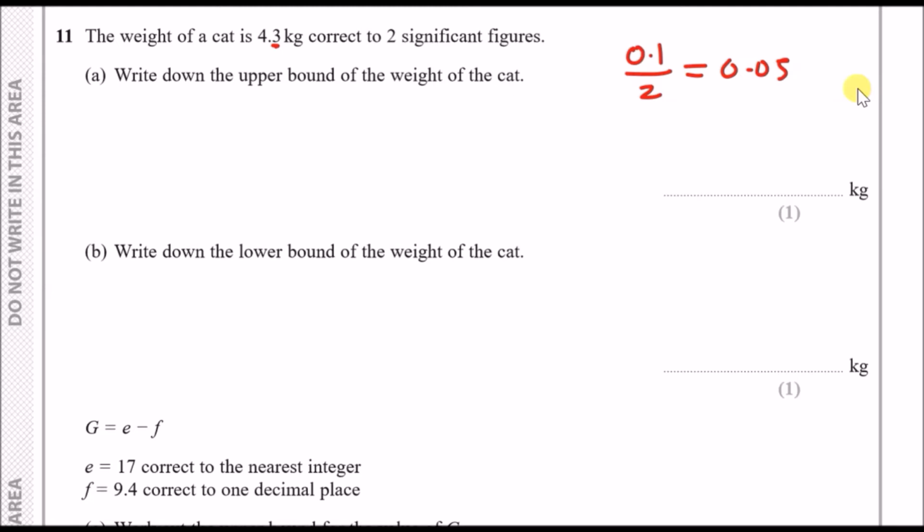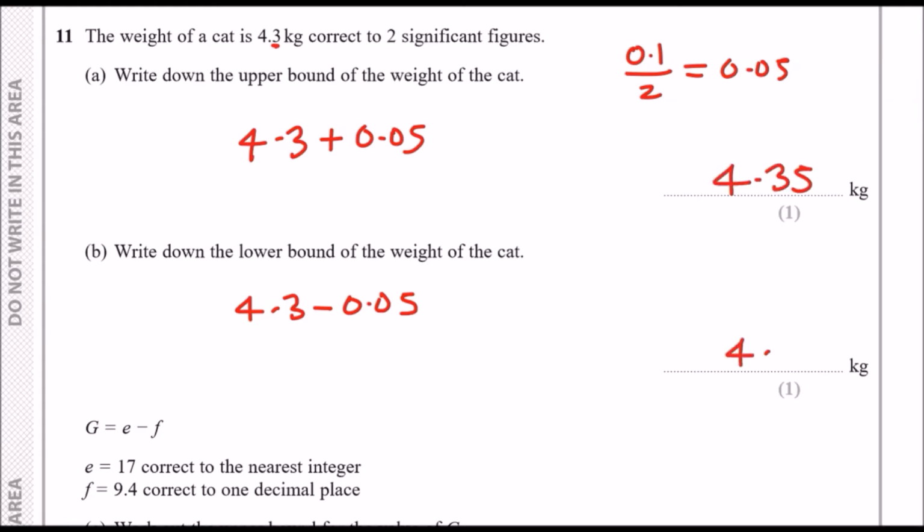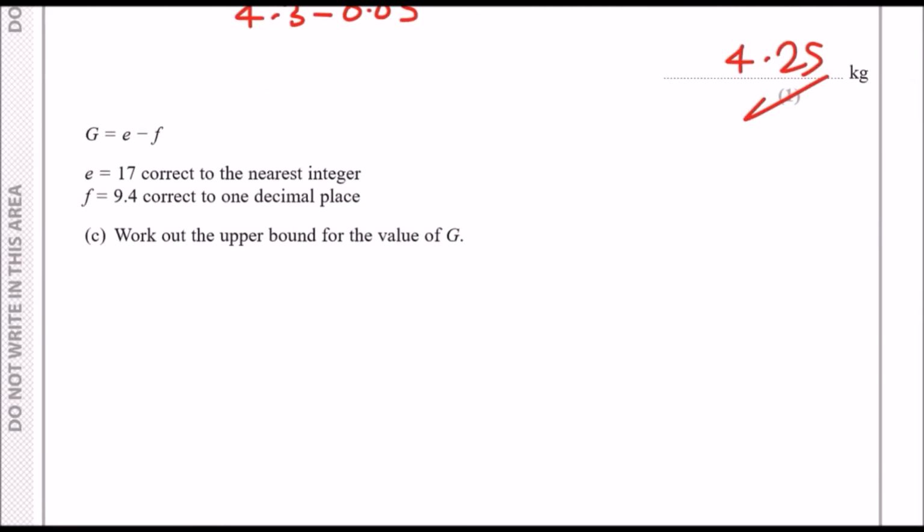So this means that for the upper bound, it will be 4.3 plus 0.05, and for the lower bound, it will be 4.3 minus 0.05. If you do both these calculations, guys, you're just going to get 4.35 and 4.25. And that's it. Now for the next bit, it says g equals e minus f.